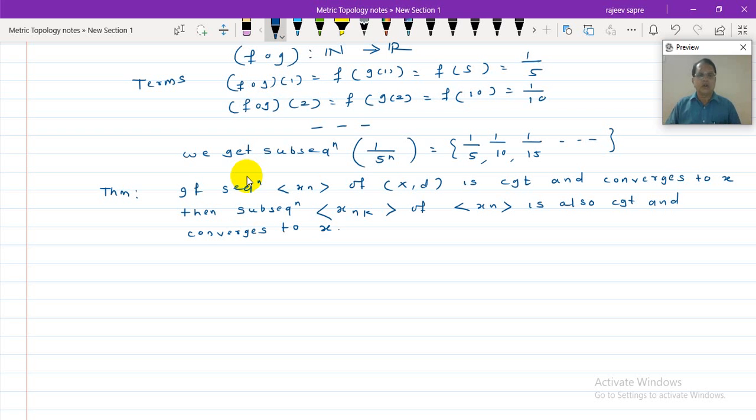Now, what about the converse of this? That means, if the subsequence is convergent, does it imply the sequence is convergent? No. Surely not, because you have this sequence, very simple. Is the converse true?